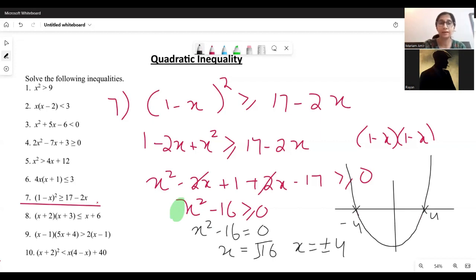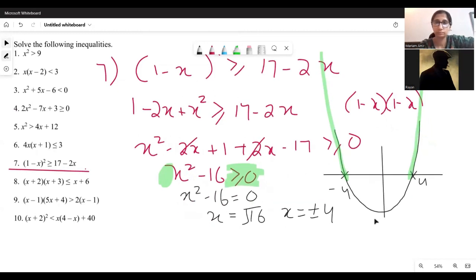The inequality sign is greater than or equal to 0. So that means we're talking about this region where the graph is above the x-axis. Now, can you tell me the final answers? Miss, the final answer would be x is greater than plus minus 4 and less than under root 16.